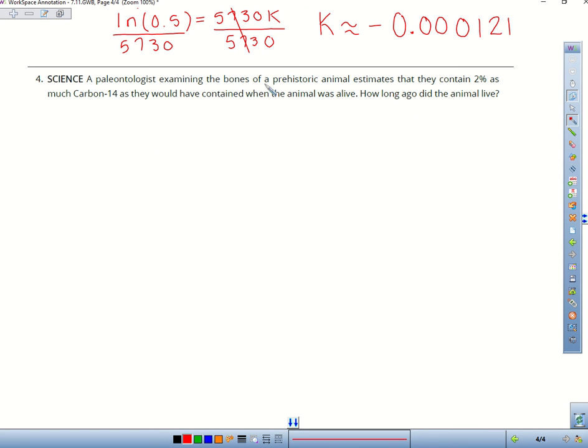A paleontologist examining the bones of prehistoric animals estimates they contain 2% as much carbon as they would have contained when the animal was alive. How long ago did the animal live? In this particular problem, notice a similarity. We're talking about carbon-14 again. Didn't we just determine carbon-14's decay rate? We determined it to be negative 0.000121.